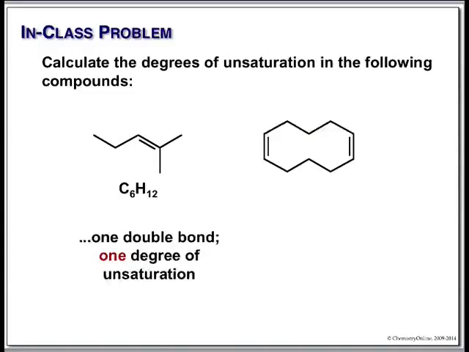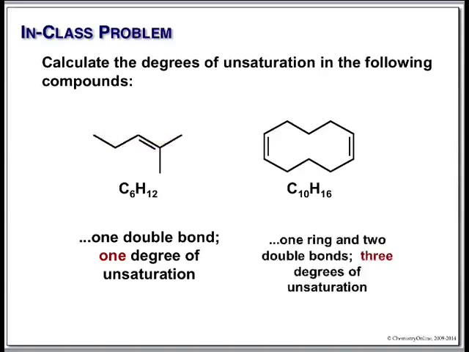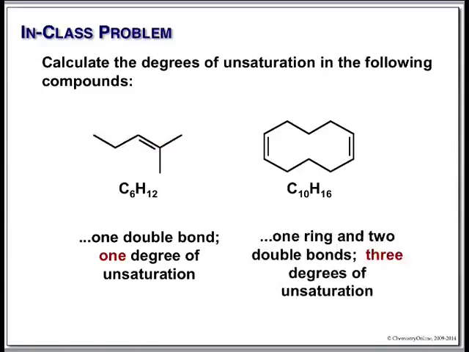Our next guy, we have 1, 2, 3, 4, 5, 6, 7, 8, 9, 10 carbons and 16 hydrogens. If this was a simple alkane, it would have 22 hydrogens. So we're missing 6 or 3 degrees of unsaturation. You could also just look at it and say, I have 1 ring and 2 double bonds, 3 degrees of unsaturation.